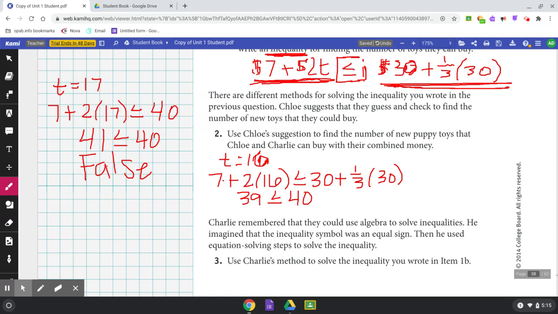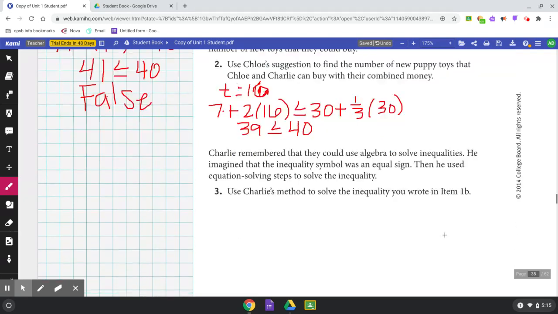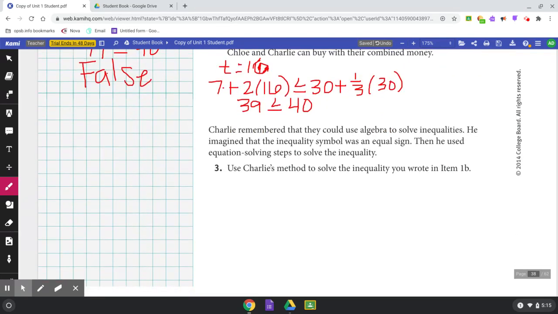Now, let's see if there's an easier way of doing that. Charlie remembered that they could use algebra to solve inequalities. He imagined that the inequality symbol was an equal sign. Then he used equation solving steps to solve the inequality. Use Charlie's method to solve the inequality that you wrote in item 1B. So I want you to pause the video here and see if you can follow the algebraic method of solving this inequality on your own.